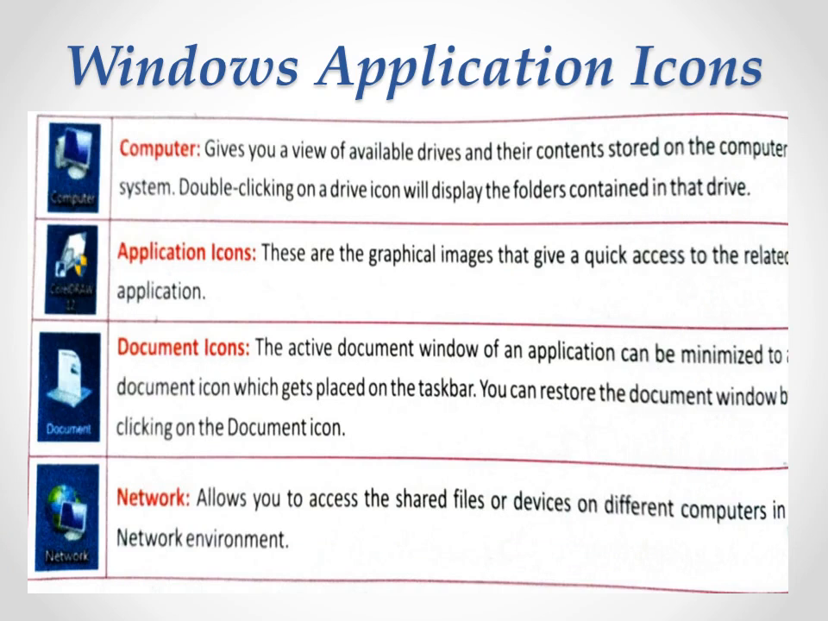Now we are going to see various applications on Windows, that is, Windows application icons. First we are going to see My Computer. The My Computer icon is the one with a computer picture, and if you just double click on it, that's the main icon where you will know the different drives which are available and where the files are being stored.